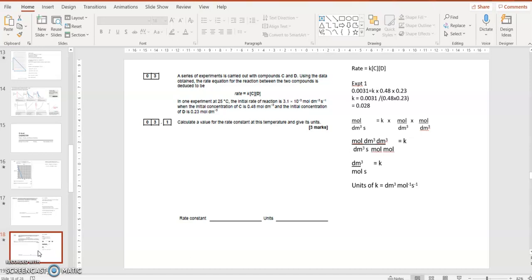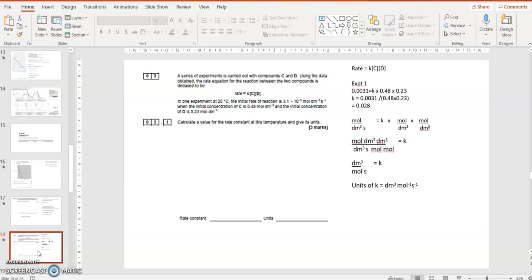A series of experiments is carried out on compounds C and D, and the rate equation is as such: rate equals k, concentration of C multiplied by concentration of D. In one experiment, the 25 degrees C is irrelevant, and the initial rate of the reaction is 3.1 times 10 to the minus 3, when the initial concentration of C is 0.48 and the initial concentration of D is 0.23. They're just asking you to plug the numbers in and work out what k is, 0.028. Really straightforward.